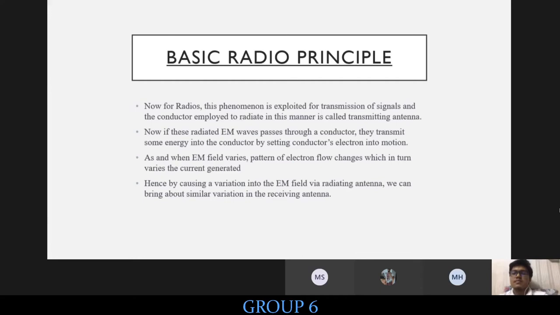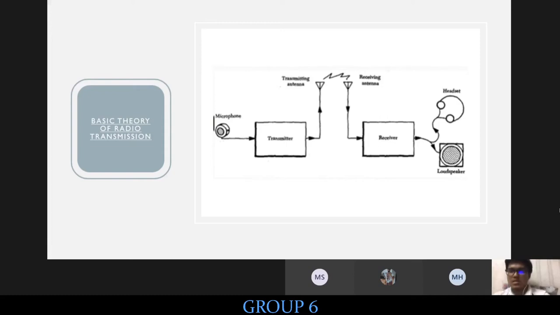Okay, this is the basic theory of radio transmission graphic. As you can see, from the microphone it goes to the transmitting antenna, to the receiving antenna, and then to the receiver, and the sound wave goes to either a headset or loudspeaker.